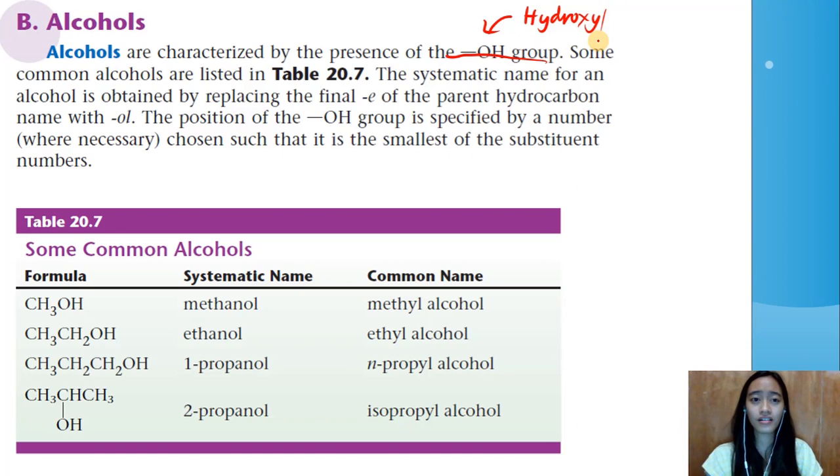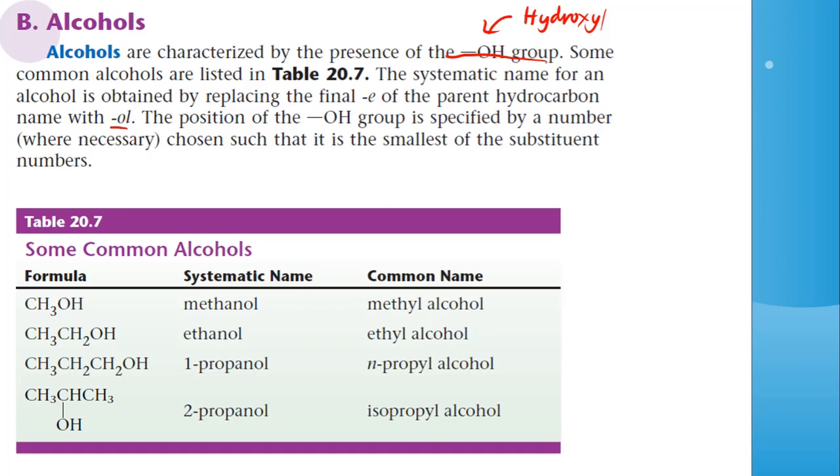Some common alcohols are listed here in this table, and the systematic name for an alcohol is obtained by replacing the final E of the parent hydrocarbon with the suffix "ol". The position of the OH group is specified by a number where necessary and chosen such that it is the smallest of the substituent numbers. The OH must have the smallest number possible.